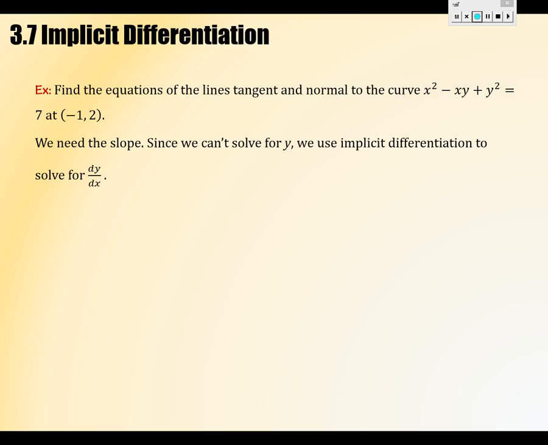So let's give this guy a try here. We've got x squared minus xy plus y squared equals 7, at negative 1, 2. Is that on the curve? Yeah, hopefully. 1 plus 2 plus 4. Yeah, it is on the curve, equals 7. All right, the point negative 1, 2 is on the curve.